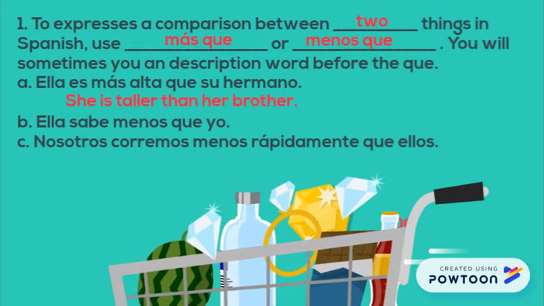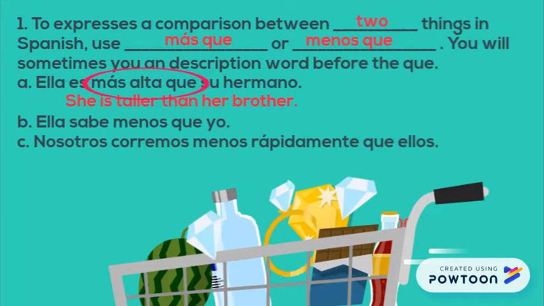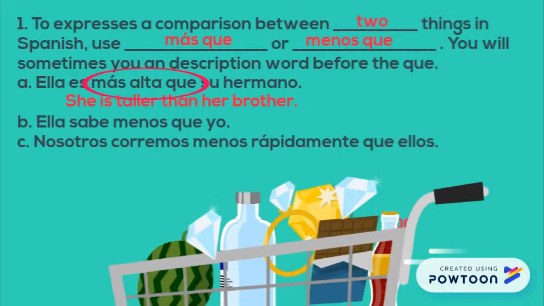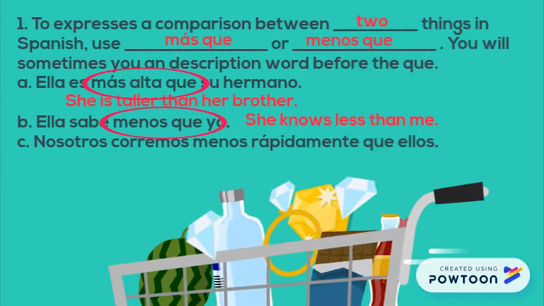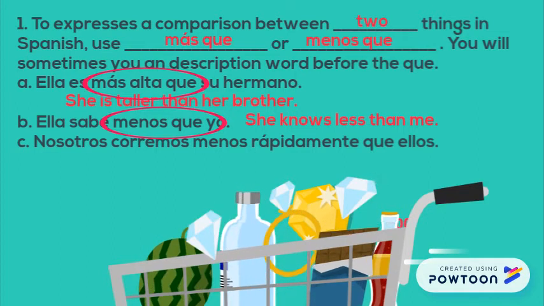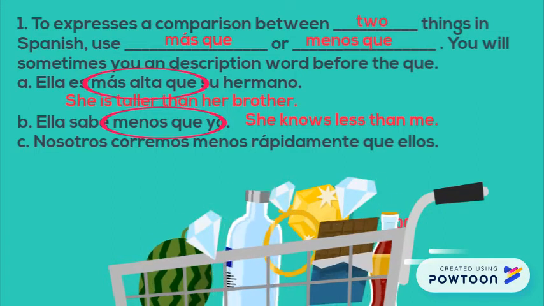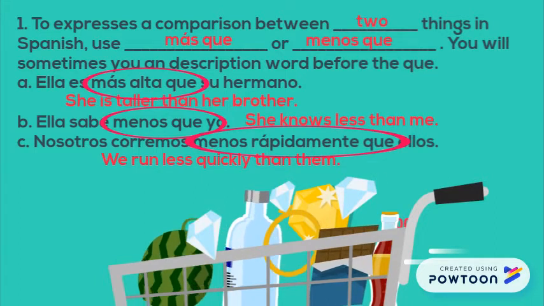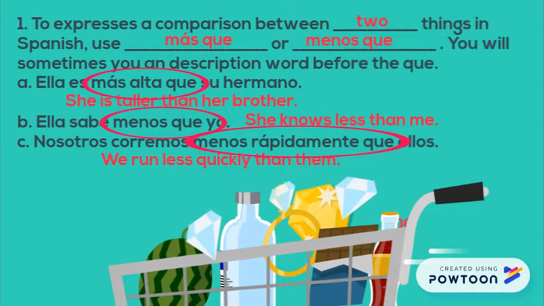Ella es más alta que su hermano. Okay, our description phrase here, or our comparison phrase, is más alta que, more tall than. Ella sabe menos que yo. Here there's not anything in between, but menos que, less than. She knows less than. Okay, and in the last example, nosotros corremos menos rápidamente que ellos. So menos rápidamente que, less quickly than.